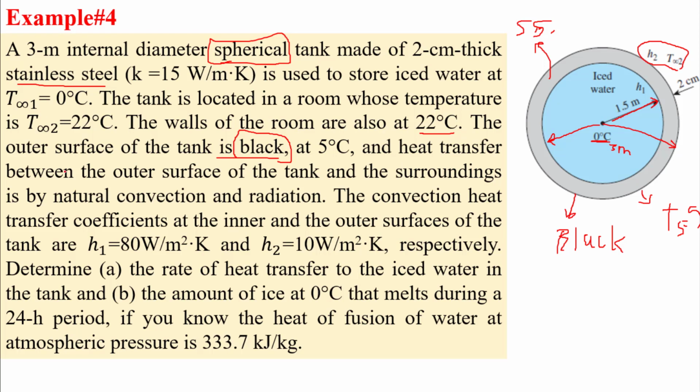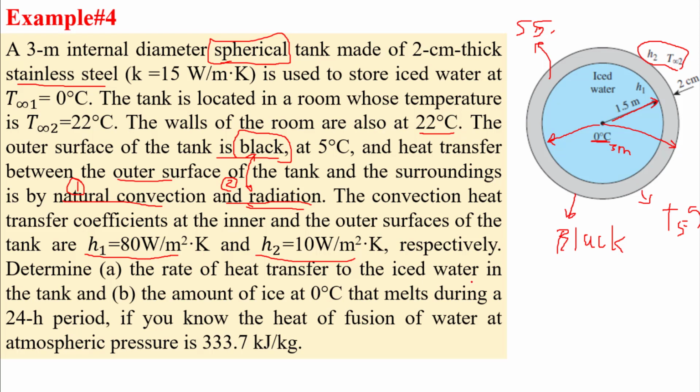Okay, and heat transfer between the outer surface of the tank and the surrounding is by natural convection and radiation. So here is the connection. We have natural convection, and we have radiation. And once we have natural convection, that means radiation will play a very important role. The convection heat transfer coefficient of the inner and of the outer of the tank, so this is inner convection and this is outer convection respectively, determine the rate of heat transfer to the iced water in the tank.